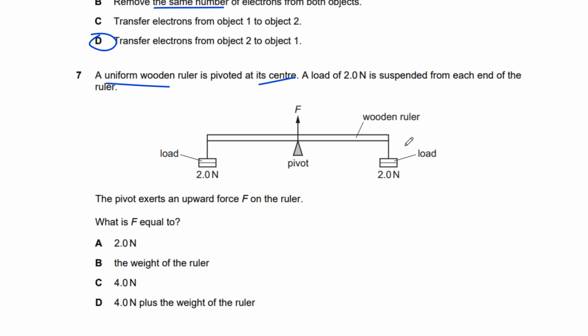So in this case, the forces are in the downwards direction and then upwards. For downwards, we have these 2 loads and the weight of the ruler, and for the upward force, it's just F. So we know that this F will be equal to all of these 3 forces. So 2 plus 2, 4 newtons plus the weight of the ruler, D.